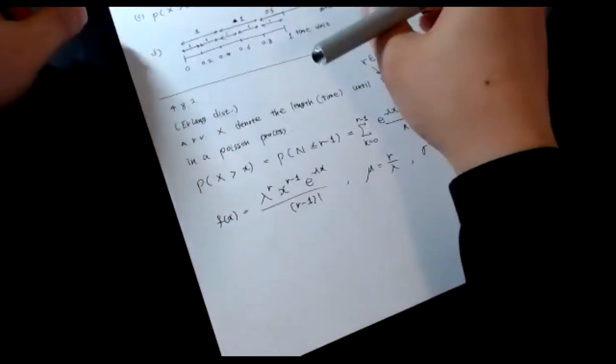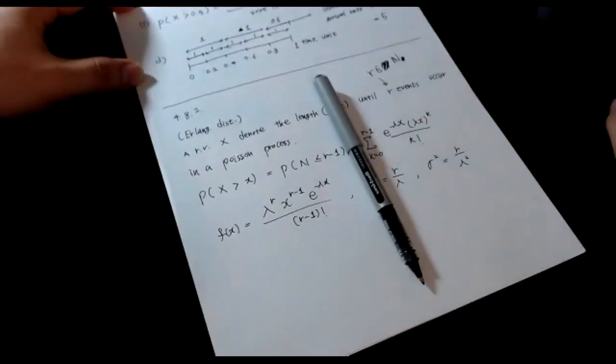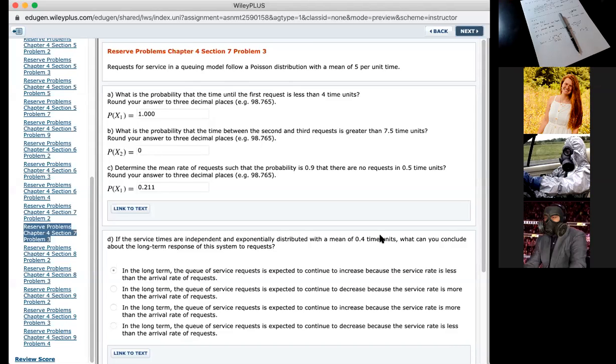Determine the mean rate of request such that the probability is 0.9. I'll show you the question. Determine the mean rate of request such that the probability is 0.9 that there are no requests in 0.5 time units. So what's the mean rate of request? Lambda, right? Okay, so probability is given.